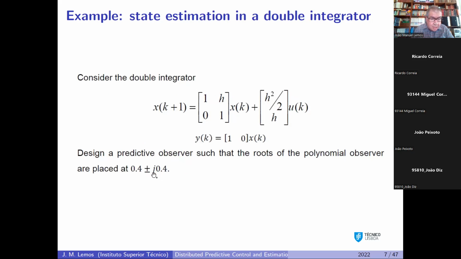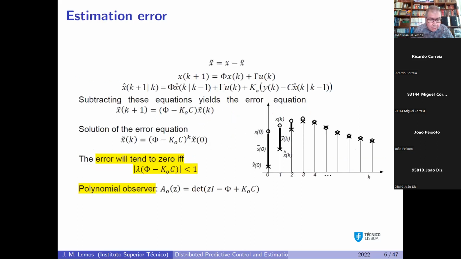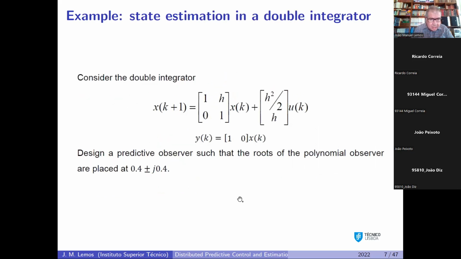On the other side, the more to the inside of the unit circle that you select these numbers, the faster the estimate will be. Okay? And of course, this gain K0 will increase because you are going to displace the eigenvalues of phi for bigger and bigger values. So K0 will have to increase. But this is usually not a problem numerically.